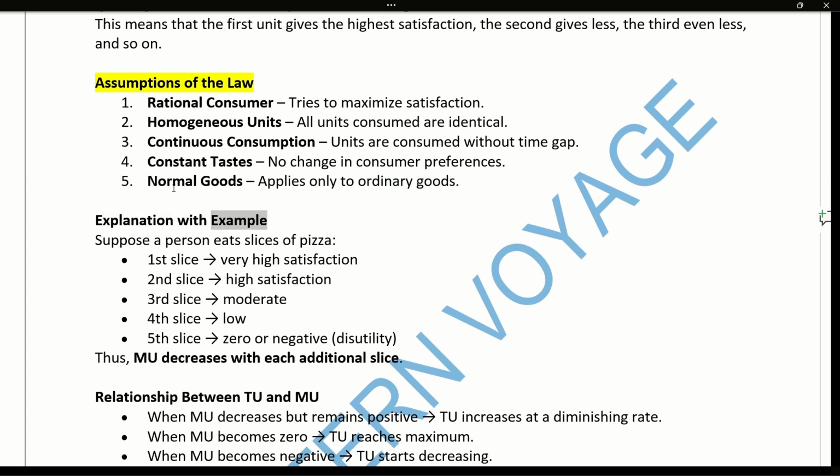Explanation with example. Suppose a person eats slices of pizza. First slice, very high satisfaction. Second slice, high satisfaction. Third slice, moderate.